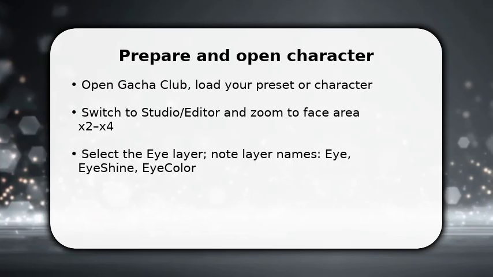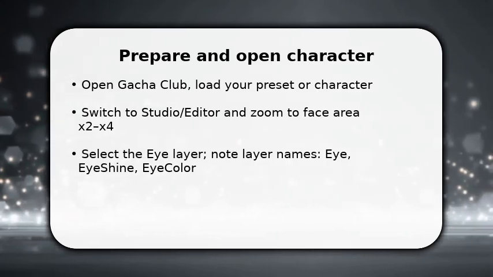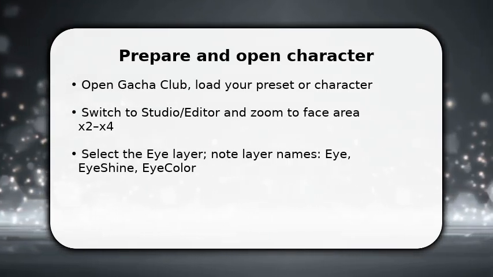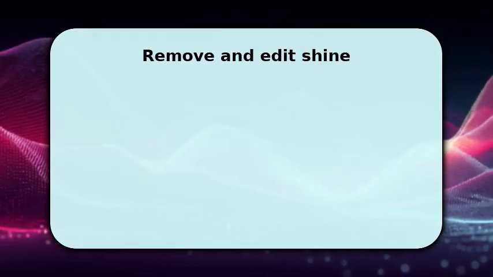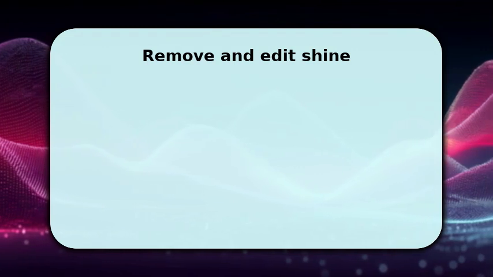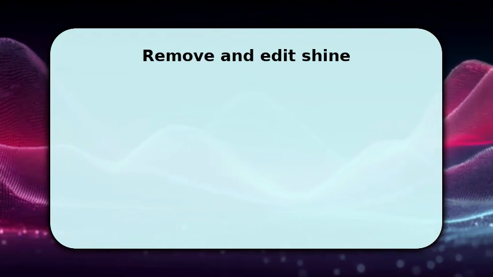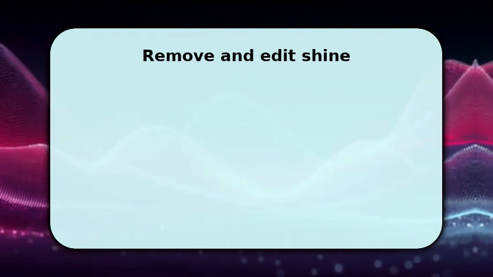them. Right away, duplicate the eye layer to preserve the original. This saves you time and gives a safe version to revert to if needed. Once you have a duplicate, turn off or delete the eye shine layer to remove the built-in glare. This is the fastest way to eliminate bright spots.